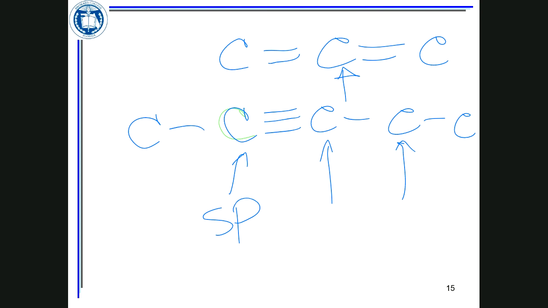How is that different from this red color here? What is the hybridization for this carbon? This carbon has how many pi bonds? The top one, this one. How many pi bonds do you have? 1 pi bond on the right side, 1 pi bond on the left side.